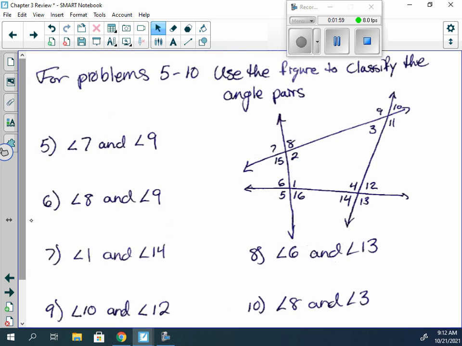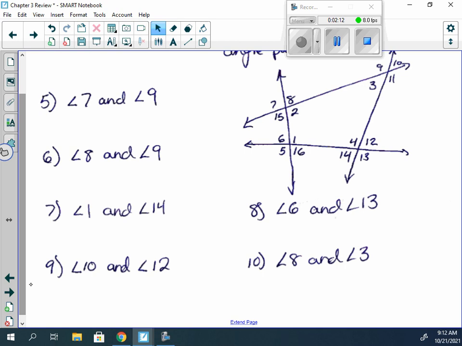Use the figure to classify the angles as either corresponding, alternate interior, alternate exterior, or consecutive interior angles. Is there one of these, 5 through 10, that y'all want to look at specifically?